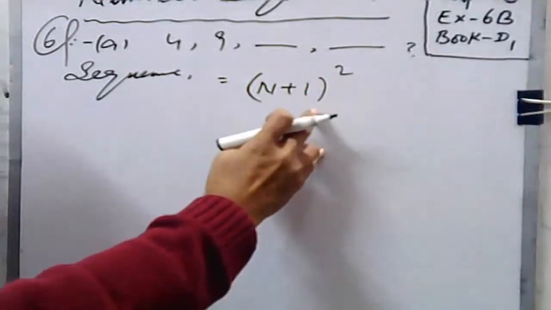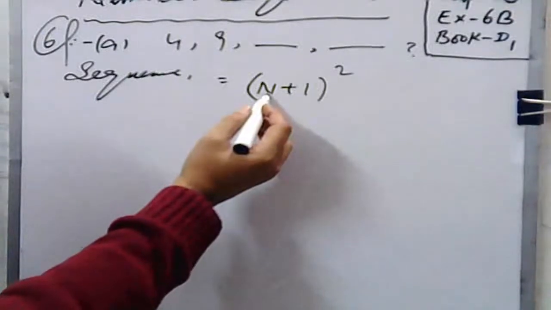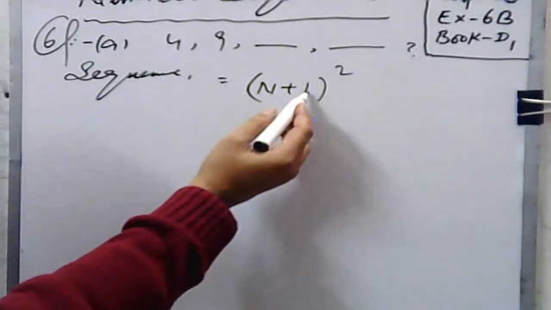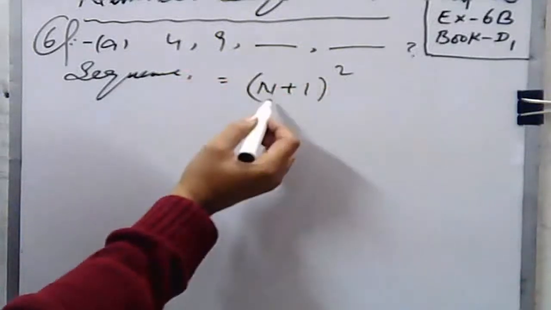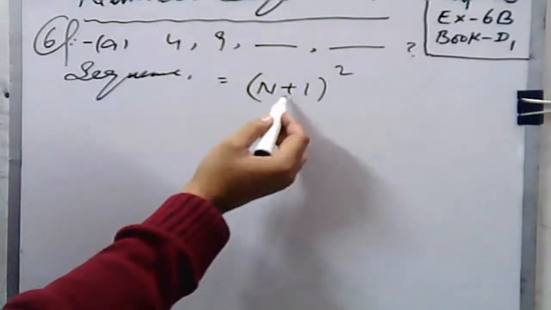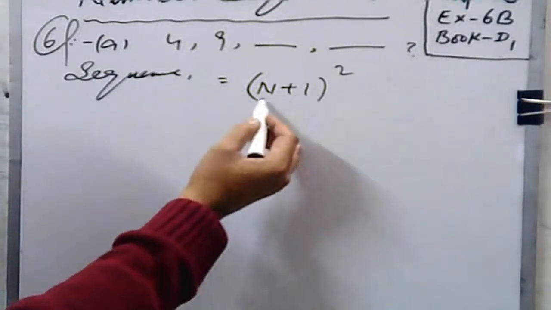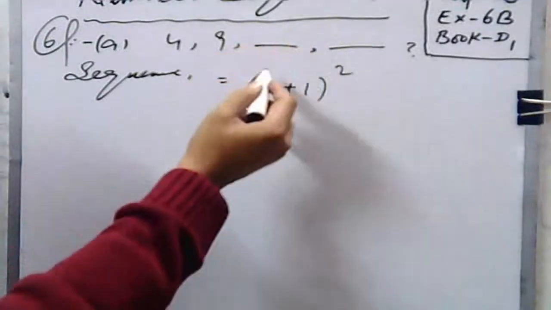It means 4 is when I put 1. When I put here 2, so 2 plus 1 you will get 3. So taking the square, 3 3s are 9. So when I put here 3 plus 4, that is 5, 5 5s are 25. So the sequence is very much clear.